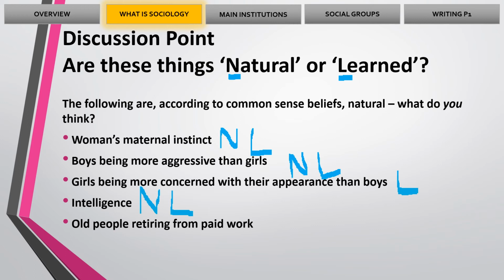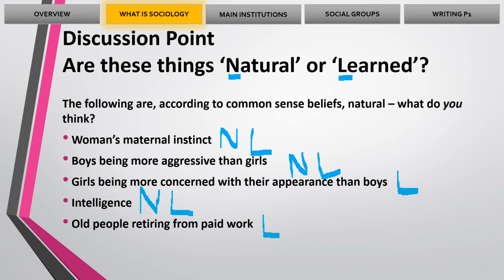And lastly, old people retiring from work. Now we might think it's natural that old people retire from work when they get old, but it's not. It is a learned process. We learn to let older people retire. In the past, once you stopped working, you couldn't earn any money, your family would either look after you, or if you didn't have anyone to look after you, you died. So that was kind of it. So to provide care for older people, that's a learned process, and it changes.